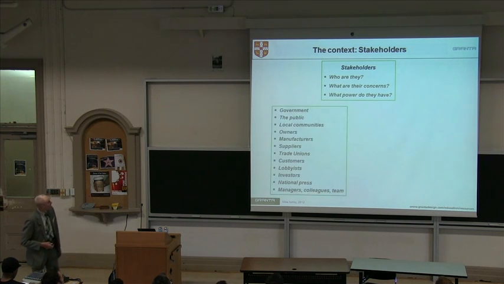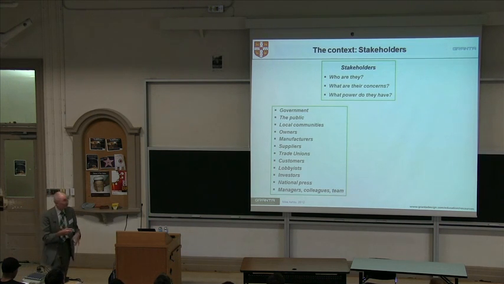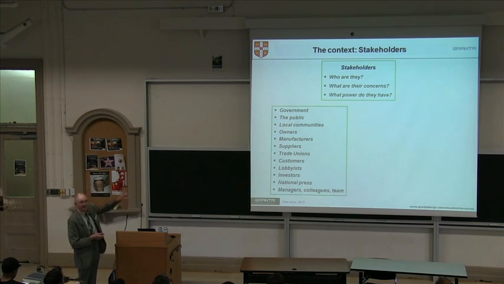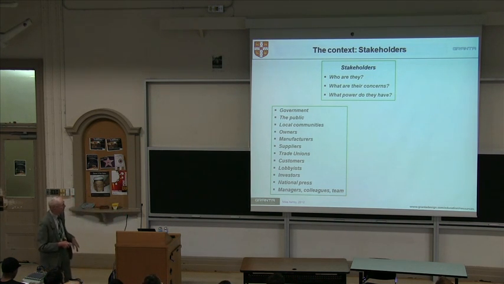Well, here are some possible stakeholders in any one of a number of different such articulations, you might say. Government, the public, local communities, the owners of a business, the manufacturers of products, the suppliers, the trade unions, customers, lobbyists like green activists, investors, of course, national press, managers, the general public. You can think of more. There's a great long list like that. It's quite nice to have a checklist when you're doing these kind of assessments because it at least reminds you of the questions to ask.